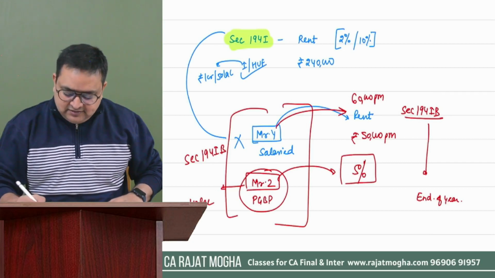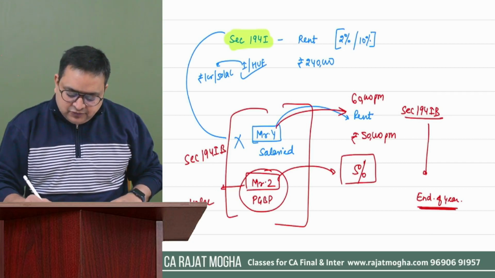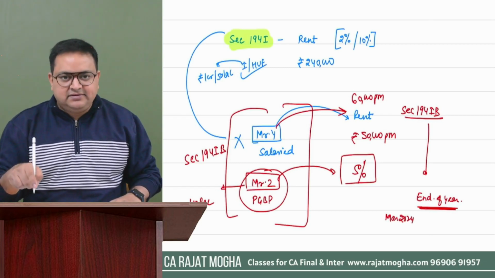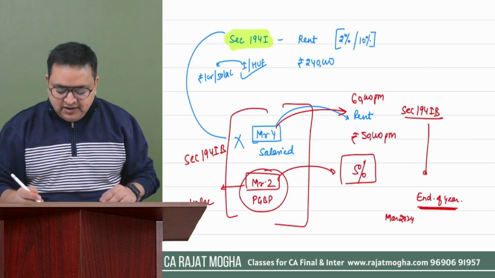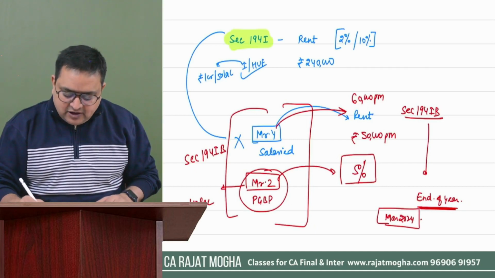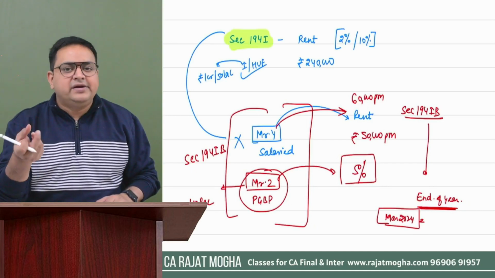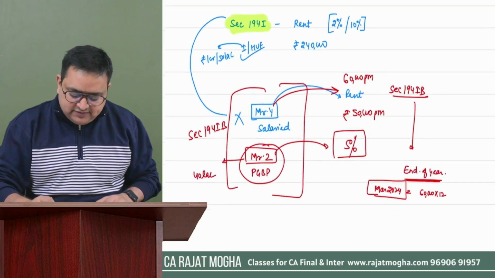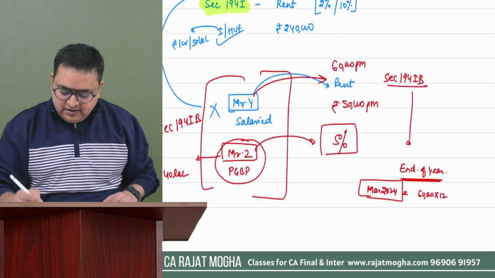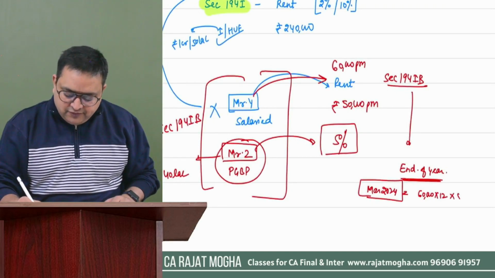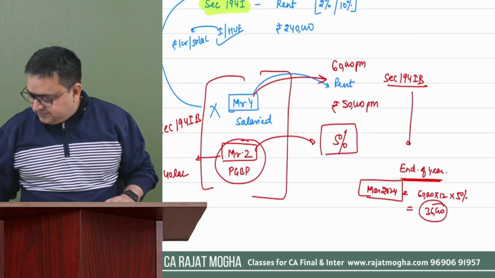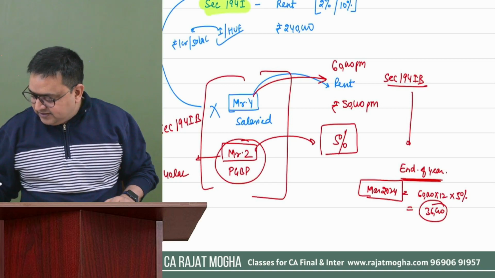How much TDS do you have to deduct at the end of the year? When you will be paying March 2024 rent, this is the last month of this year, so here you have to deduct TDS. How much? First, tell me the total rent which you have paid. So 60,000 into 12, 7,20,000 into 5%. How much would it be? I think it would be 36,000.